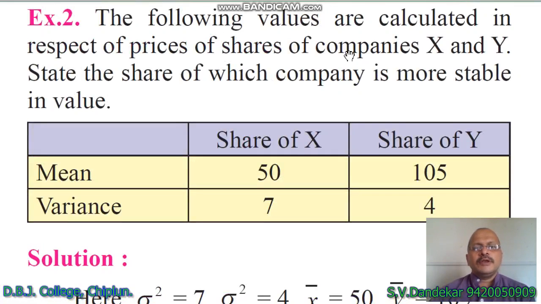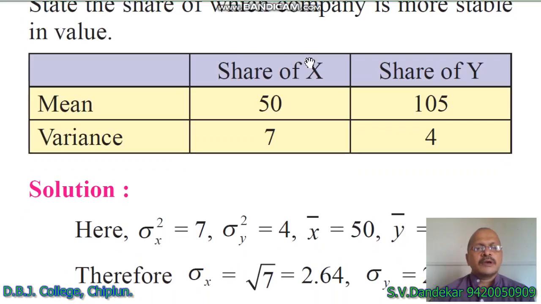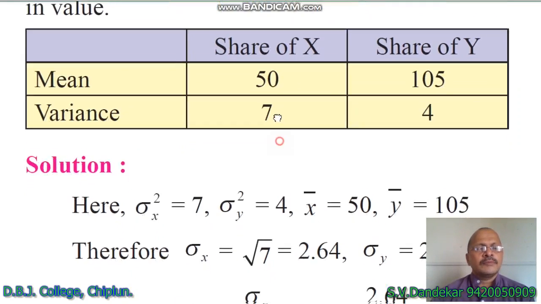The following values are calculated in respect of prices of shares of companies X and Y. State the share of which company is more stable in value. For the share of company X, the mean is 50 and variance is 7, and for the share of company Y, the mean is 105 and variance is 4.